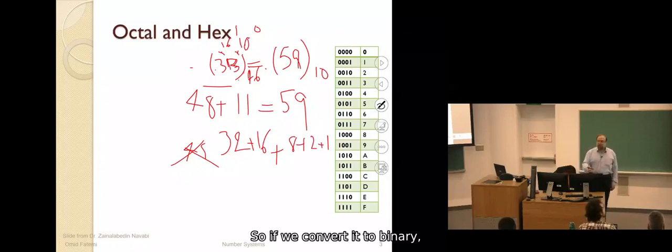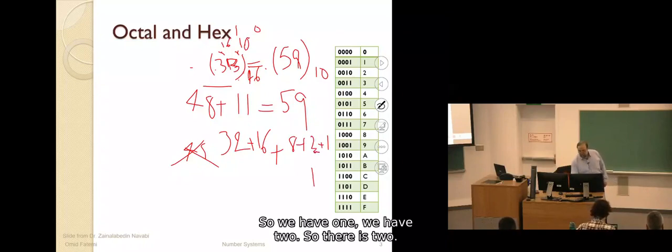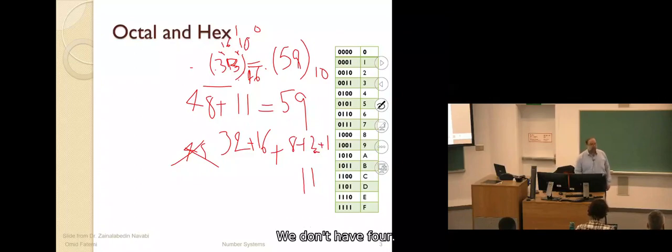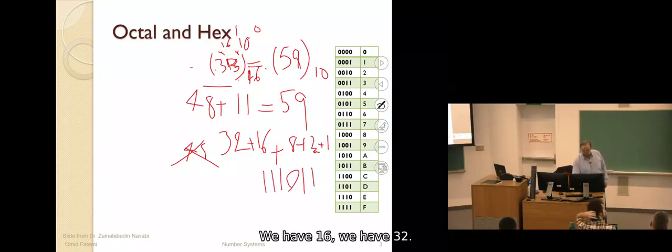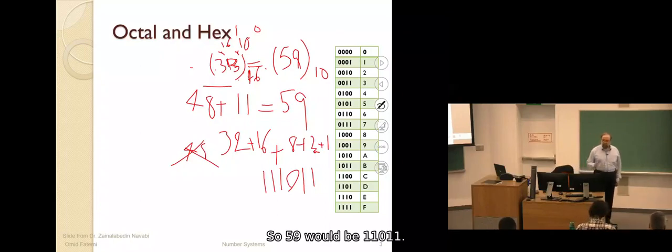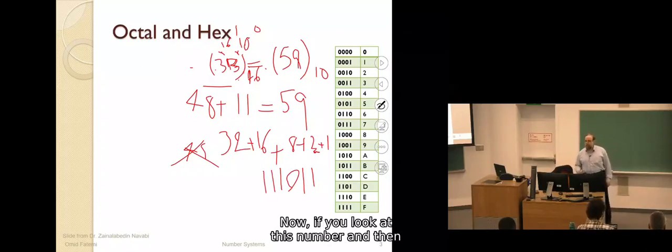So if we convert it to binary, would be: 1 is there, so we have 1. We have 2, so there is 1. We don't have 4, so it is 0. We have 8, which is 1. We have 16. We have 32. That's it. So 59 would be 111011.